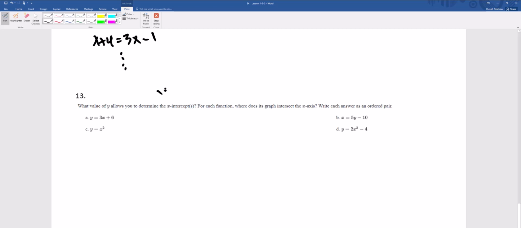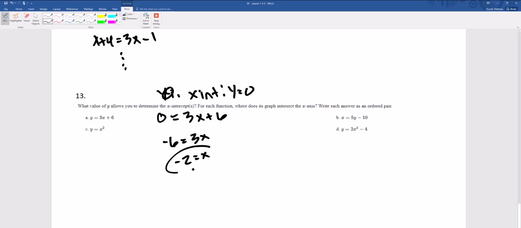So for your x-intercept, y is 0. So for example, on A, now I solve for x. So subtract 6, divide by 3. So my point would be -2, 0.